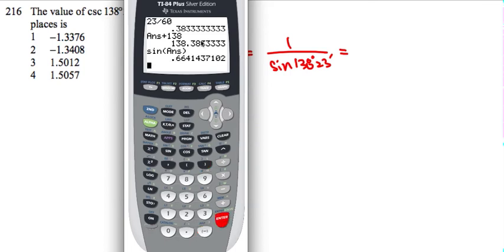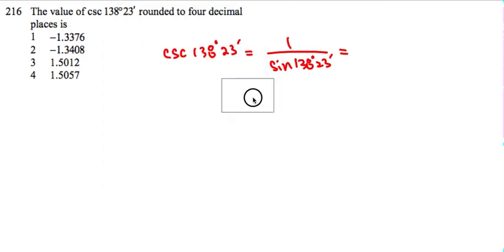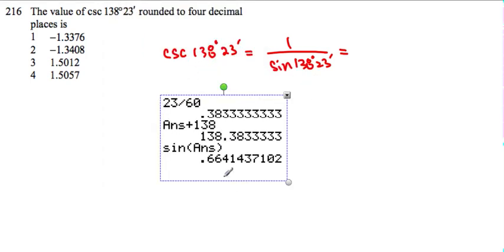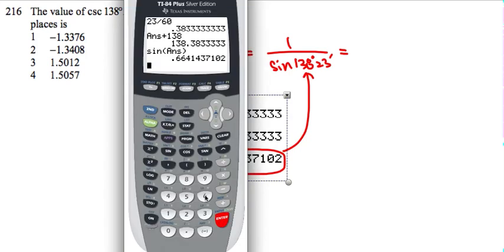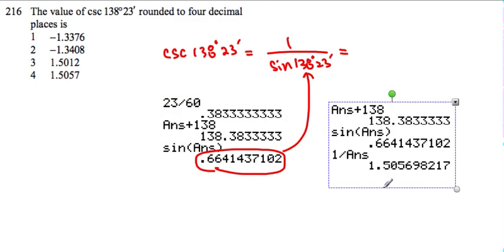Then this is what we end up getting. But that's not our answer yet, because this portion corresponds to the sine. We have to get the reciprocal of it. So all I'm going to do is 1 over the previous answer, the second answer here. Then 1.505. So choice 4 becomes our answer.